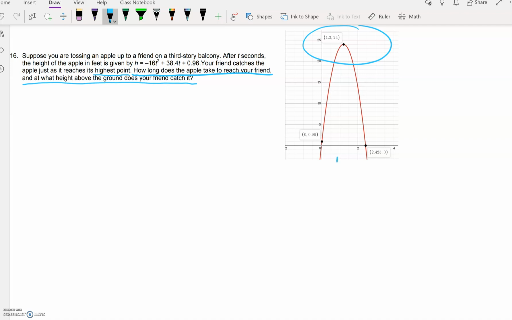Again, remember that this axis represents time in seconds, and the other axis is going to represent feet. Okay, again, you see this negative 16 right here. Okay, it's looking pretty good. Looks like this apple was launched from about 0.96 feet above the ground. All right, so here we go. At 1.2 seconds, okay, just put a little add in there.